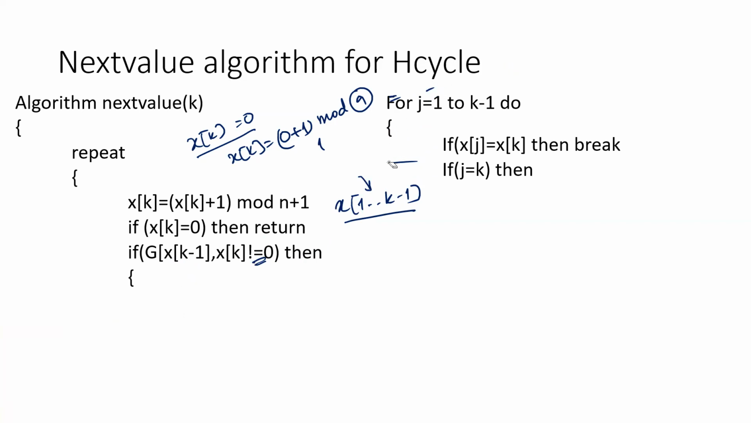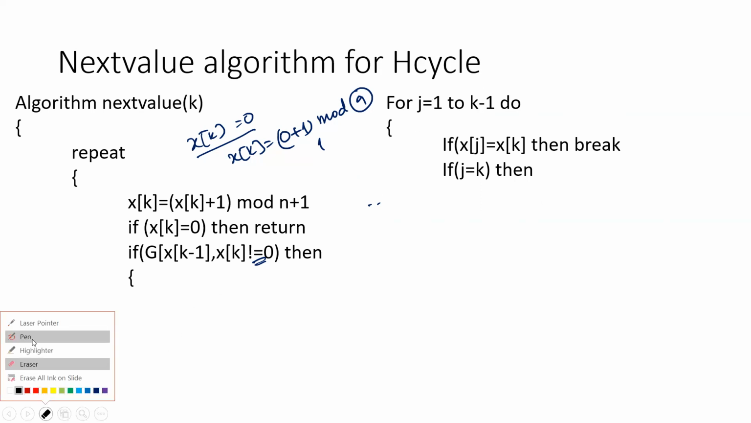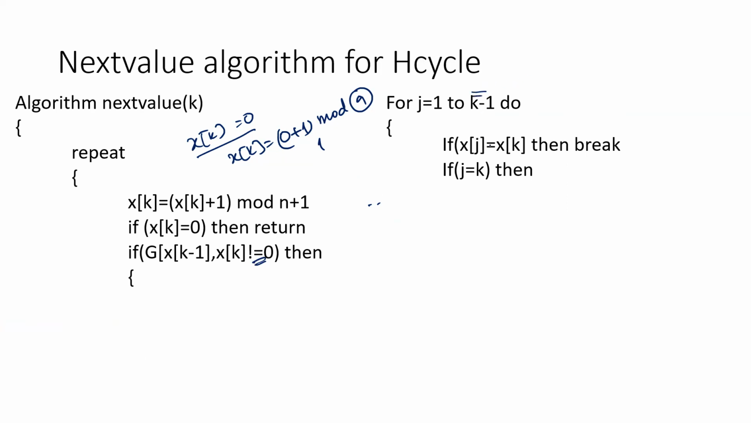And this for loop will run from j equal to 1 to k minus 1. Why 1 to k minus 1? Because we are writing at vertex k. And if the value of x of j is equal to x of k, then break. And if it is not like this, then j will become k. So this loop will end with j equal to k because it is running up to k minus 1. When it ends with j equal to k, it means that no break was executed and nowhere is there repetition. So there is a connection and no repetition.